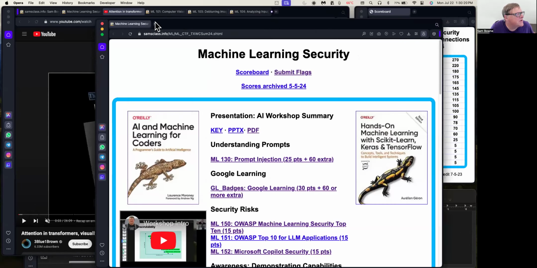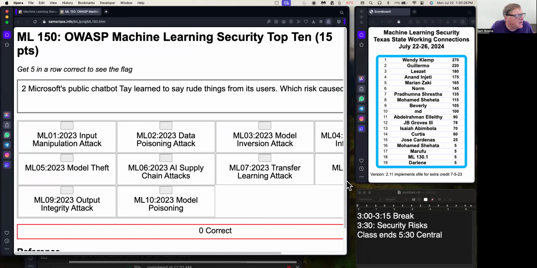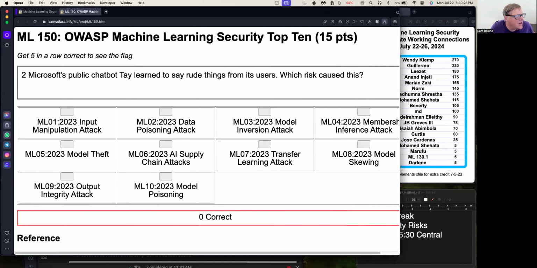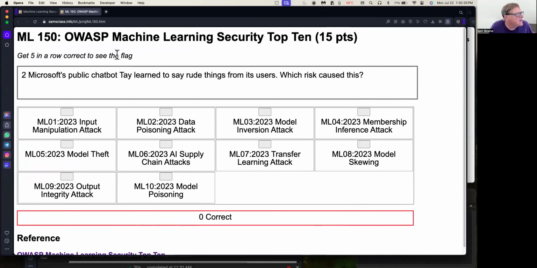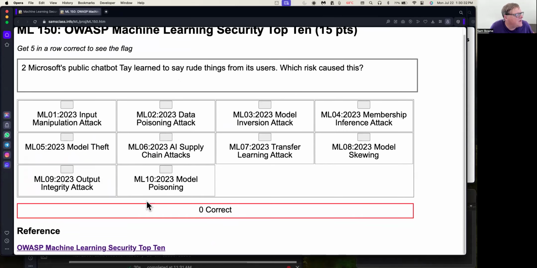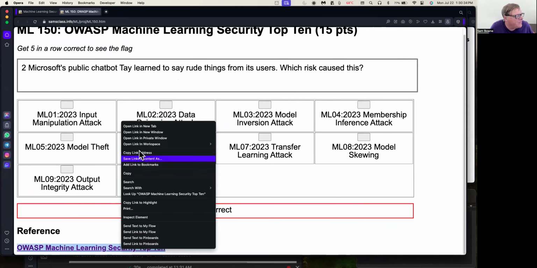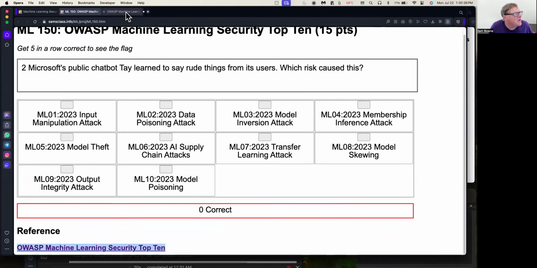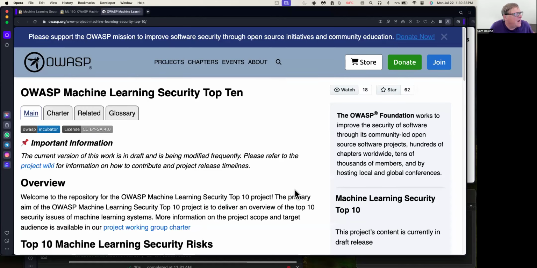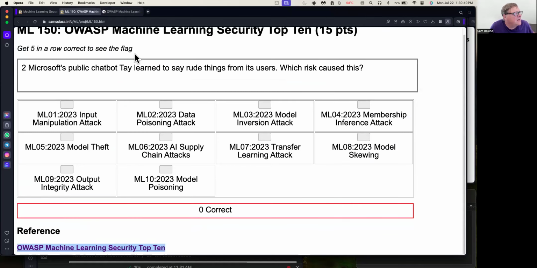All right. So for example, you're going to refer to another document to answer these. So this one here is the machine learning top 10, and you've got it down here, and you can read about it to understand these risks, and then answer these questions just to see if you've got them. So Microsoft's public chatbot Tay learned to say rude things from its users. So I'm inclined to think that's data poisoning. It learned from bad data.